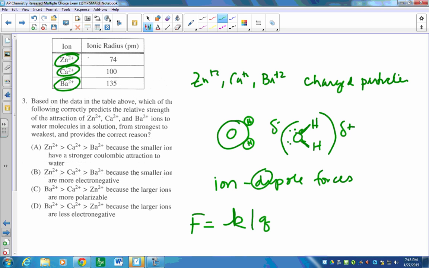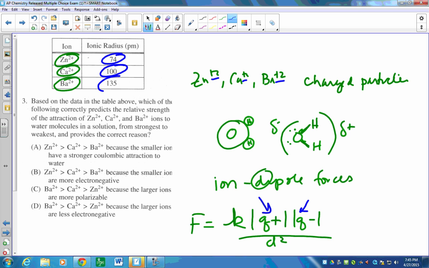And this K just makes the equation equal. The magnitude of the positive charge times the magnitude of the negative charge over the distance squared. And I got to tell you, in this problem, these guys aren't coming into play because 2, 2, 2. This problem is all about distance, and that's why they gave you these radii. Because how Coulomb's law works is the distance goes in the bottom.